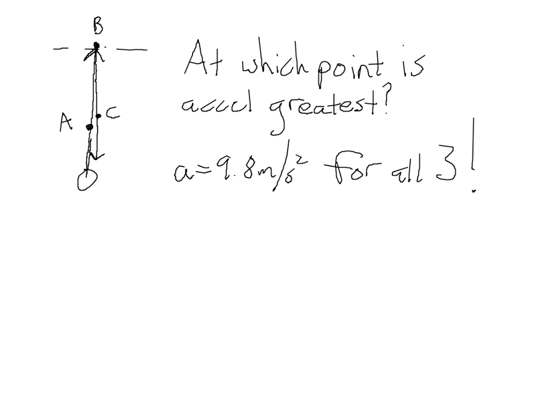Now, if you missed it, you were probably thinking about the speed. At which point is the speed the greatest? That is a different question. Acceleration and speed are not the same thing. Remember, acceleration is change in velocity or change in speed. So while the speed is definitely lowest at point B and higher at points A and C, the acceleration for the rock is the same all three times, 9.8 meters per second squared.